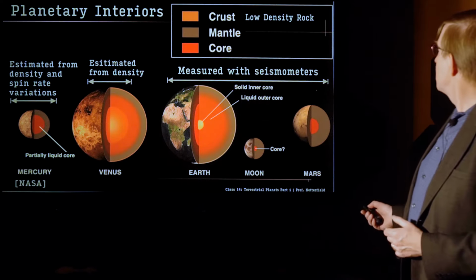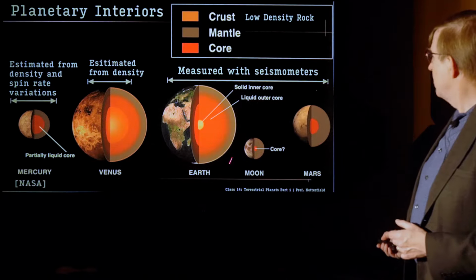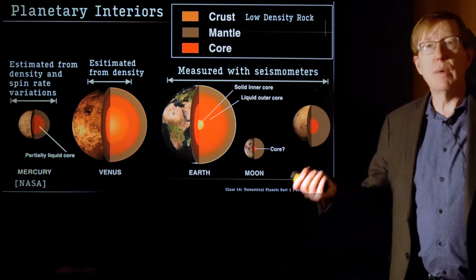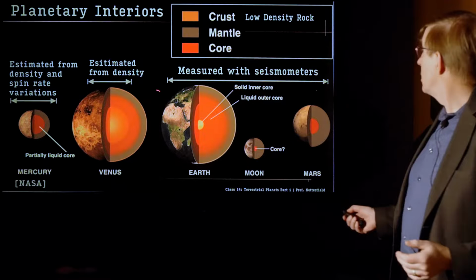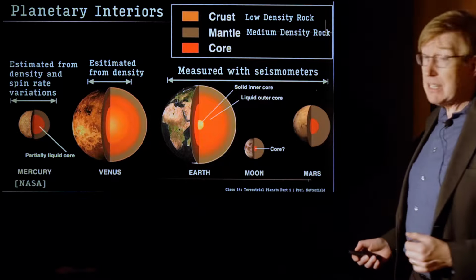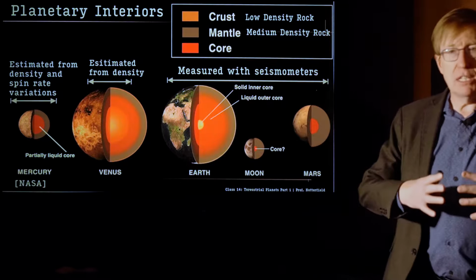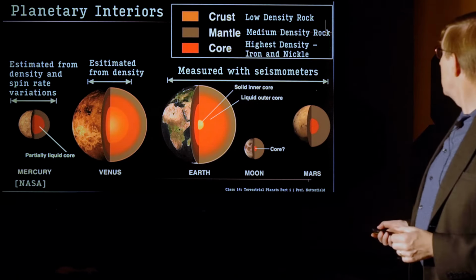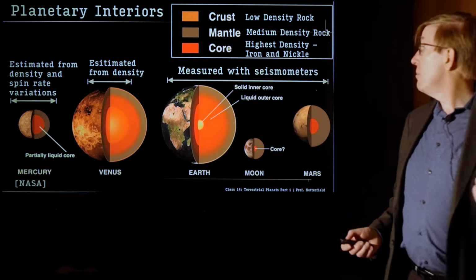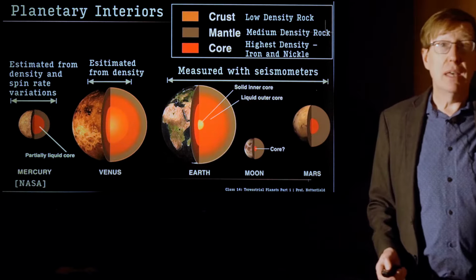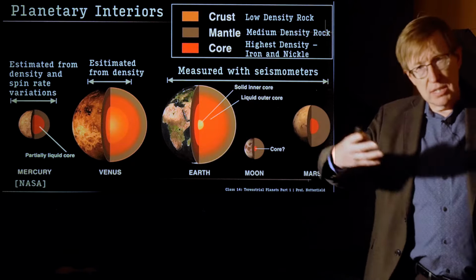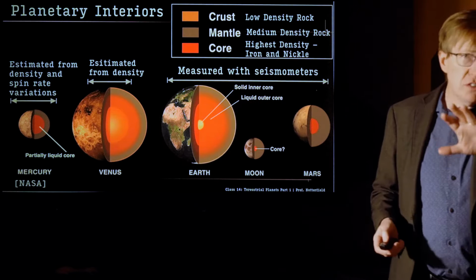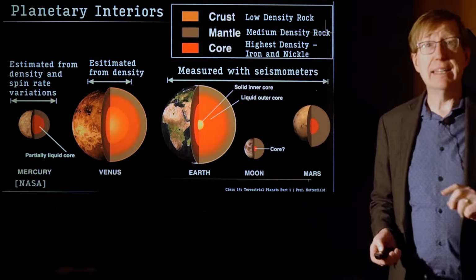So what about these layers? The crust is low density rock. That's the kind of rock we see on Earth, stuff that mountains are made of and the rock around us. Then you have the mantle, which is medium density rock. The low density rock has floated to the top, and the medium density rock is in the middle. And the core is the highest density, made from iron and nickel. It makes sense that the core is the heaviest because it's going to sink to the center while the other things float up. So this is our picture of what's going on inside the Earth.